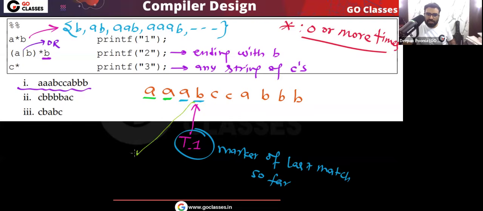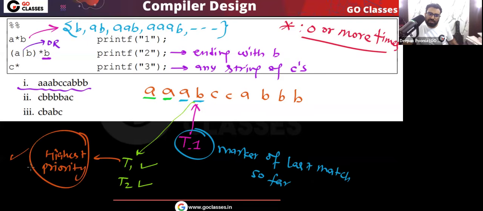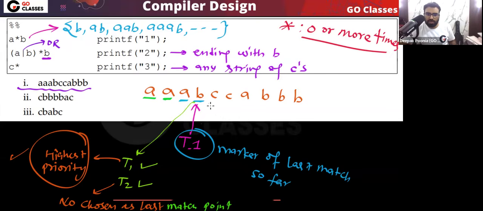Of course, here you can see that there is T1 also, means token 1 also, token 2 also. But because of priority, this has the highest priority, so we will select it. This other one is not chosen as the last match point. Is this clear? Now you go long. Your output has nothing so far.